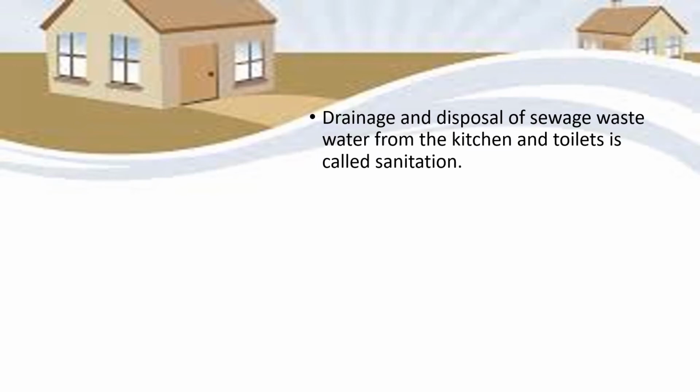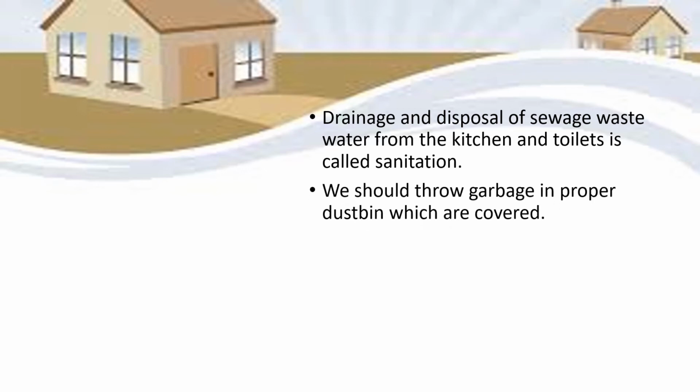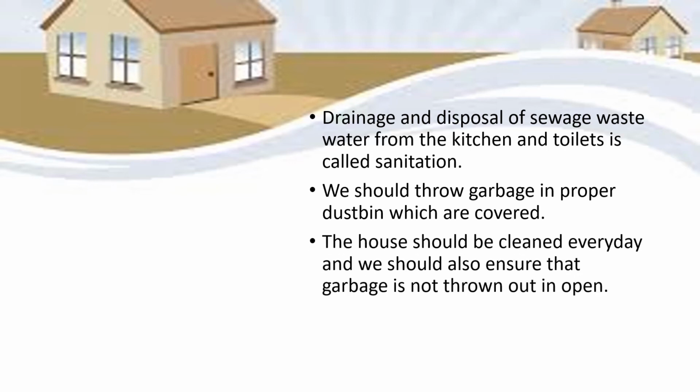Drainage and disposal of sewage and wastewater from the kitchen and toilets is called sanitation. Children, you all know that in kitchens and in toilets we use lots of water. So this wastewater should go out of our home. We should throw garbage in proper covered dustbins. The house should be cleaned every day and we should also ensure that garbage is not thrown out in the open.